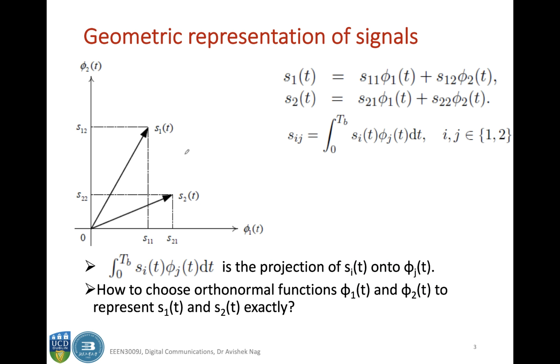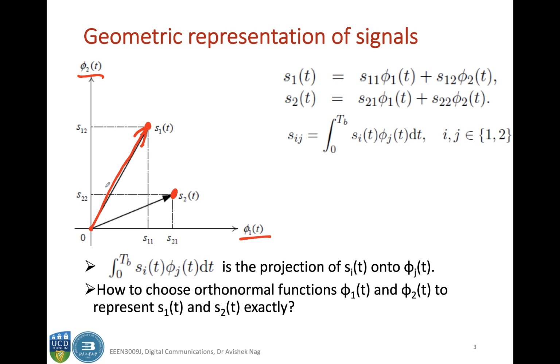So this is how you can represent the signals as dots in the signal space, or as vectors that connect the origin to these dots. They can be represented as vectors and also as points in the signal space that is defined by these two dimensions phi1 and phi2, where phi1 and phi2 are orthonormal to each other.